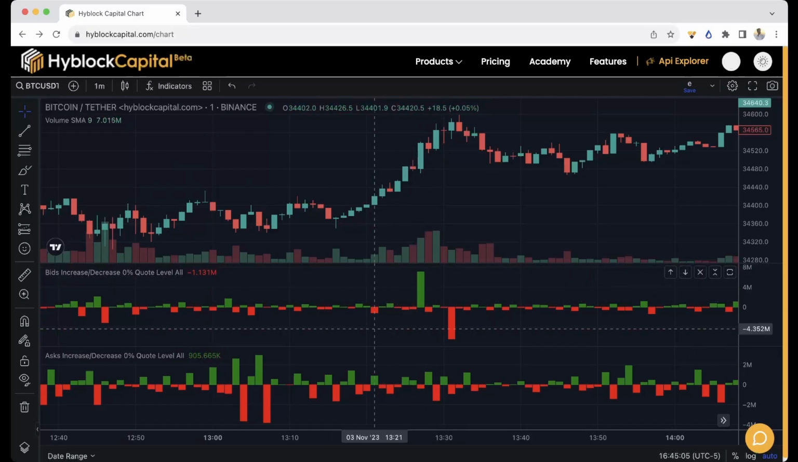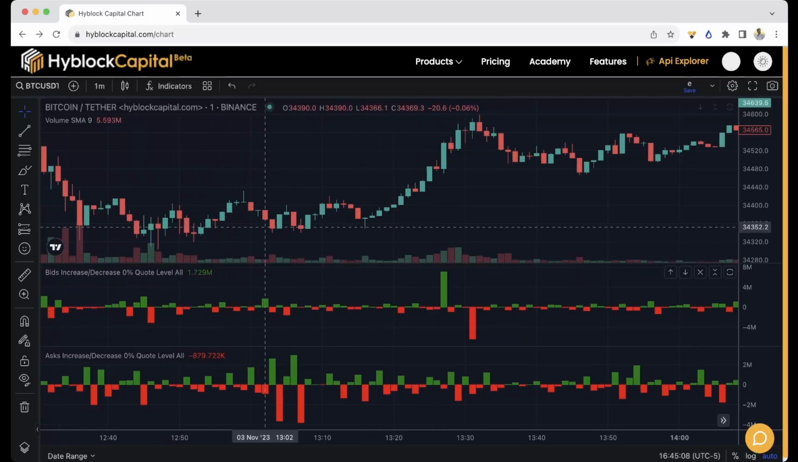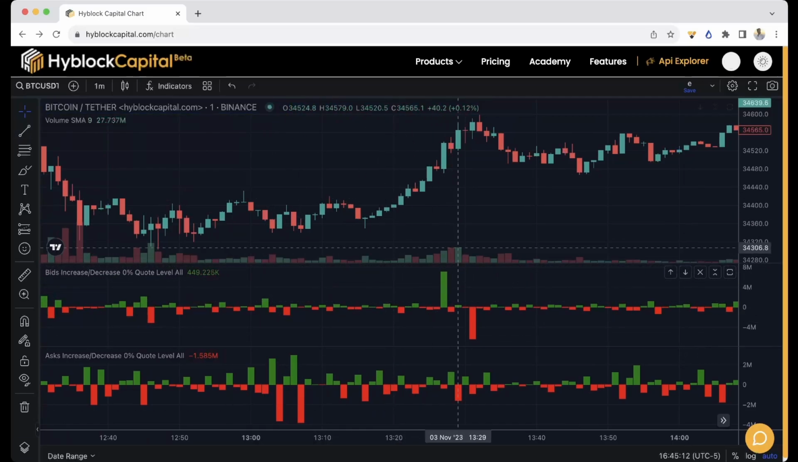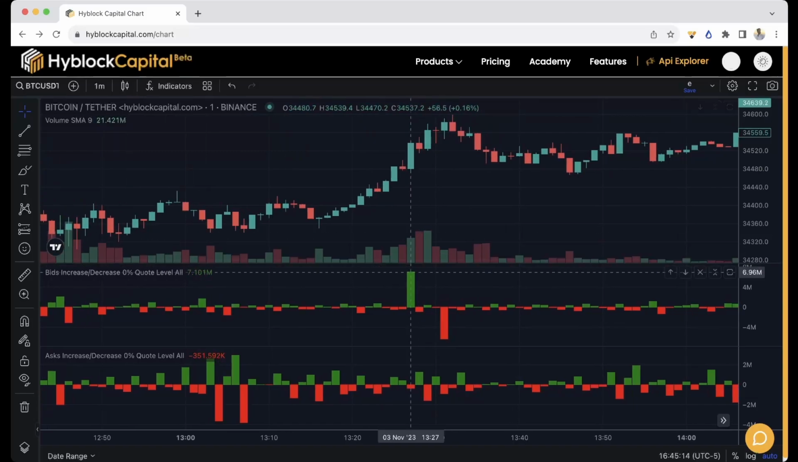Meaning, if you look at a signal like this, it probably will only last a few minutes, because this is just the best offer and the best bid. It's not a lot of data. So you can see we have a large increase in the bid right here of $7 million. Then eventually it got filled right here at the market top.